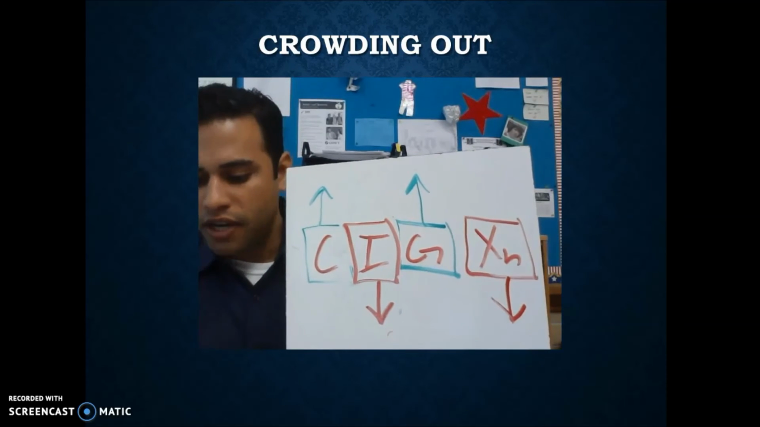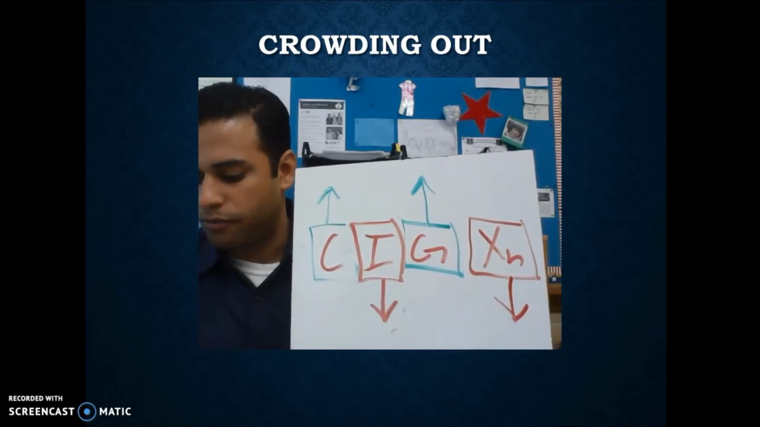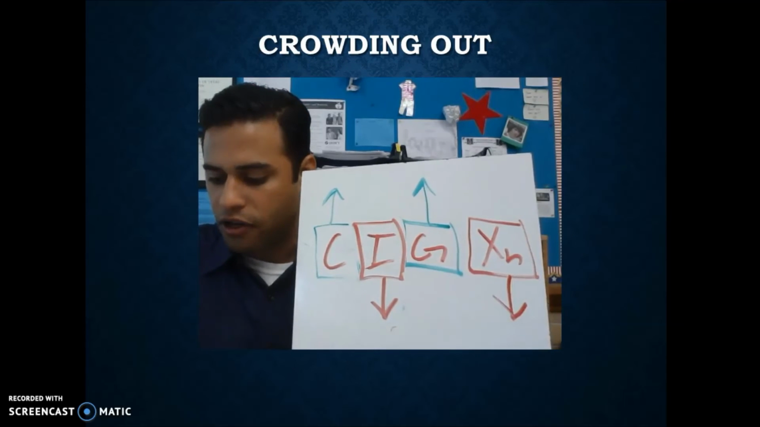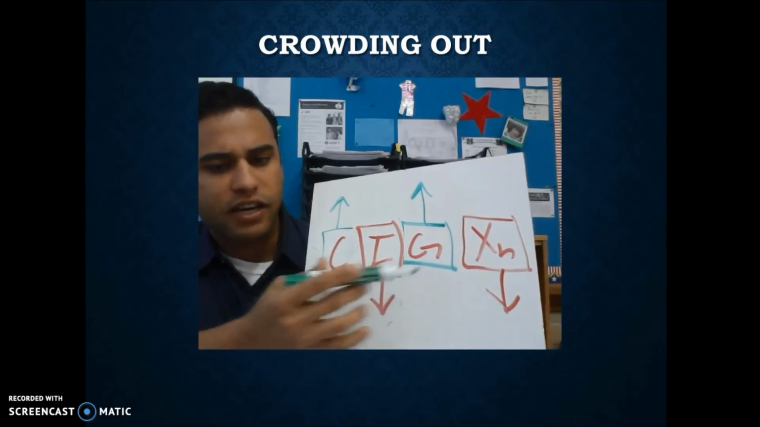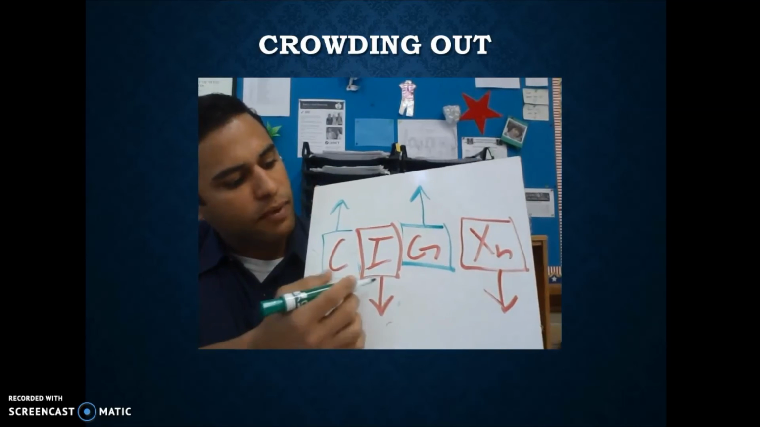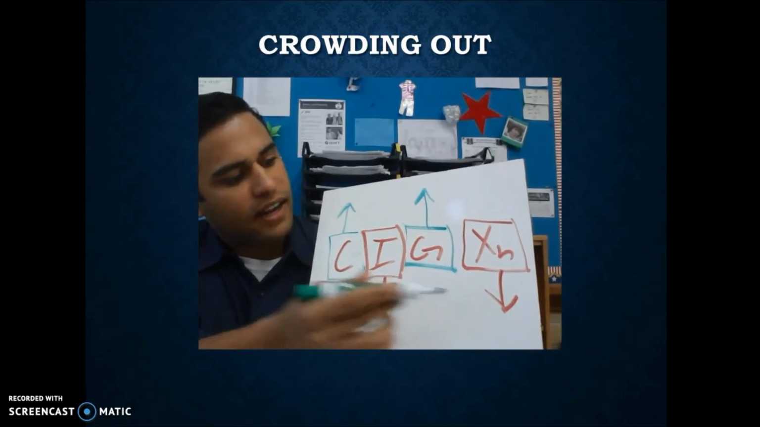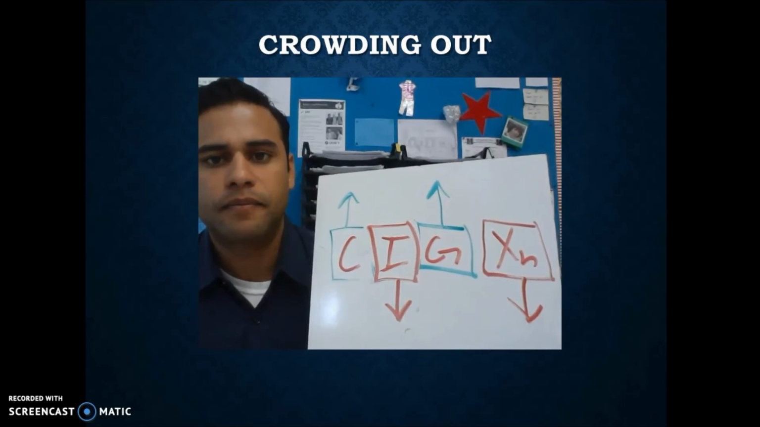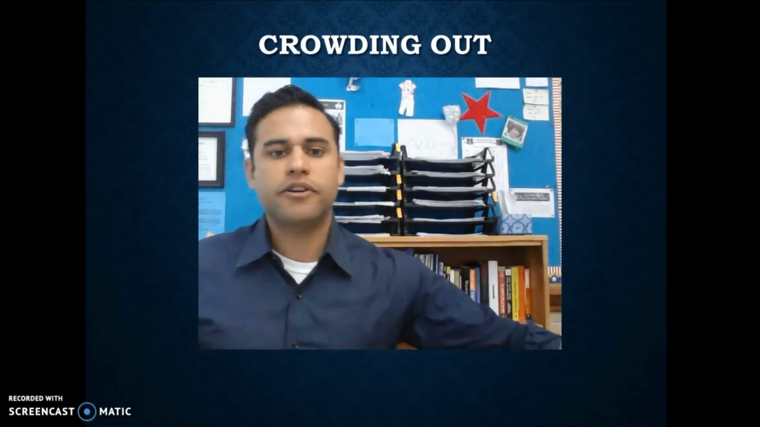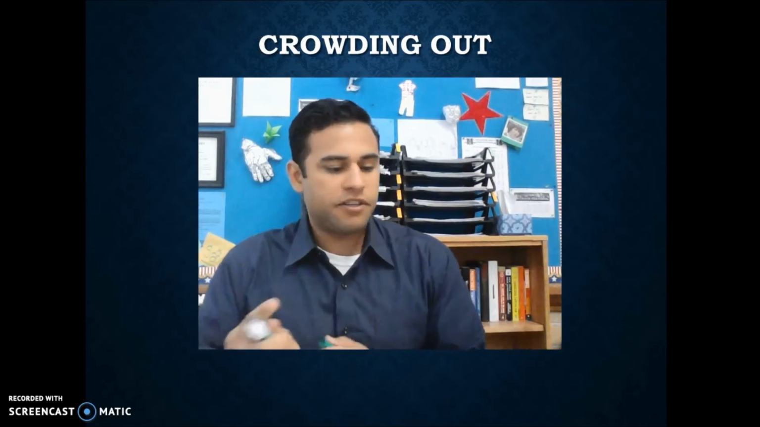So what the critics of fiscal policy will point out, using the crowding out argument, is that yes, you increased consumption spending and government spending, but it was at the expense of gross private investment and net exports, and so it just cancels itself out.